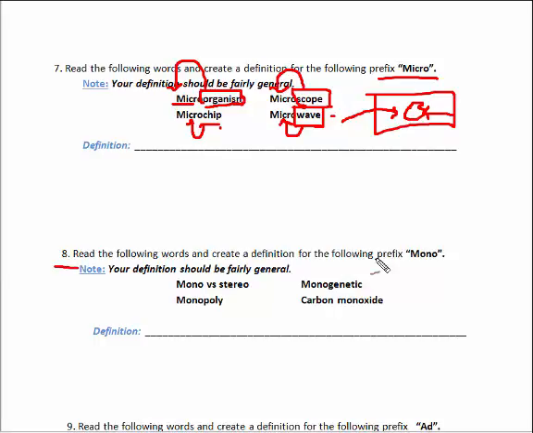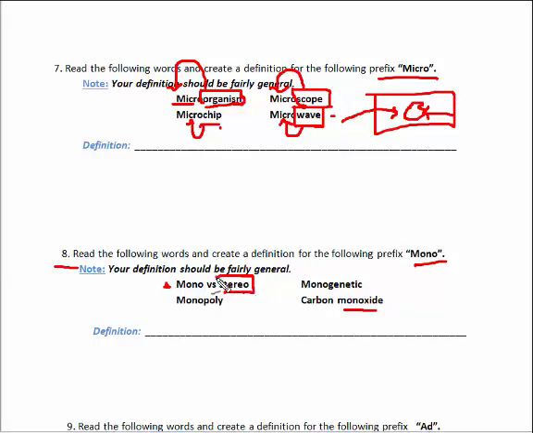Create a definition for the following prefix. Mono. Here are the 4 words. Mono versus stereo. Monogenetic, monopoly, and carbon monoxide. First things first, we'll start off with the easiest, most common one. We know that we have stereo and mono. Stereo means we're going to hear stuff through 2 speakers.